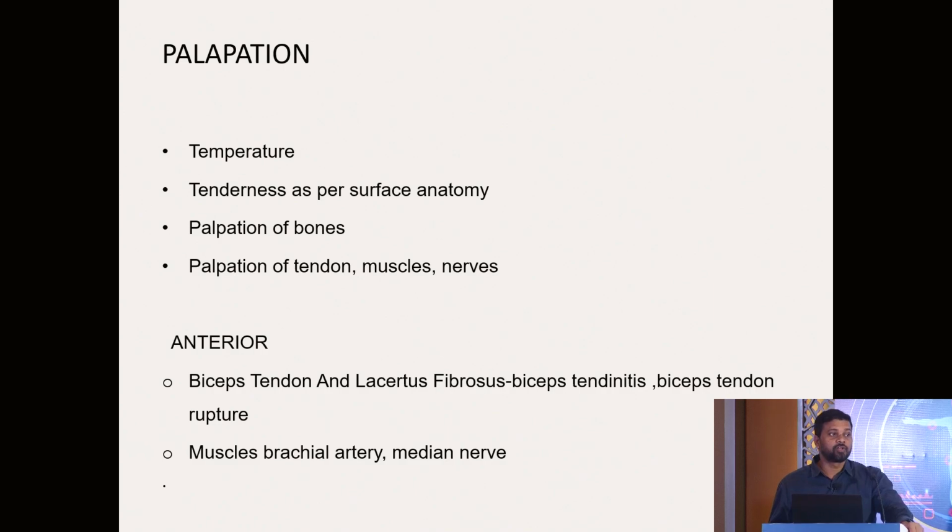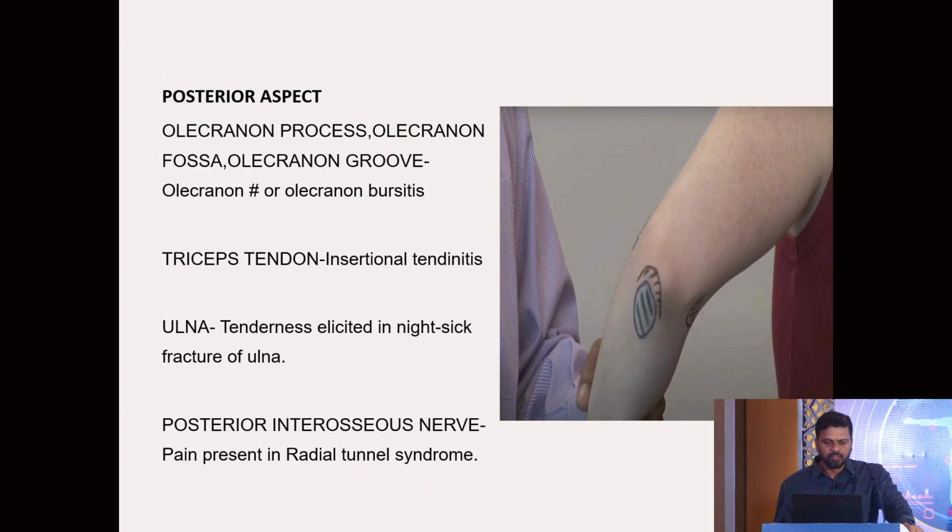Even with the ultrasound, it is difficult to orient the biceps tendon. Posteriorly, we look for the olecranon process, olecranon bursa, groove, and triceps tendon. We can get tenderness just over or above the olecranon process. Again, by doing resistance testing for the tendon, we can get an idea about insertional tendinitis.